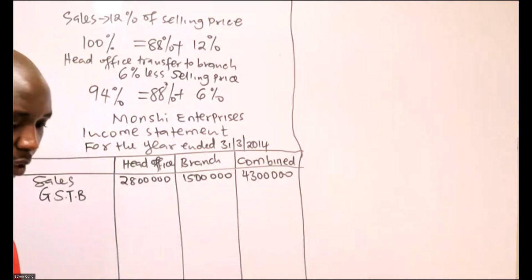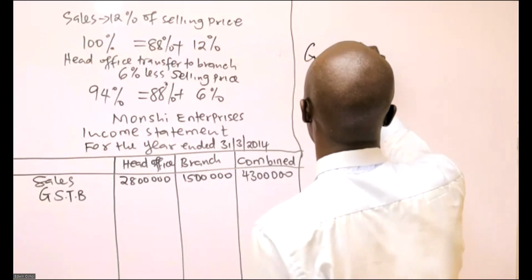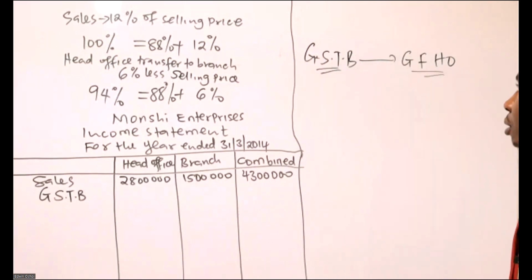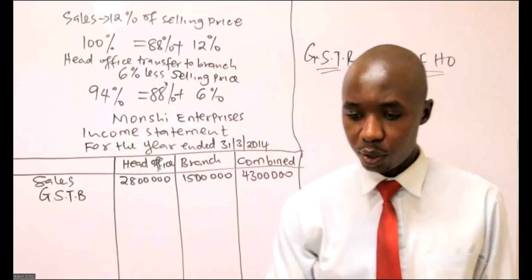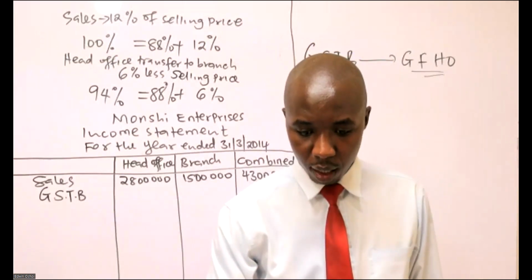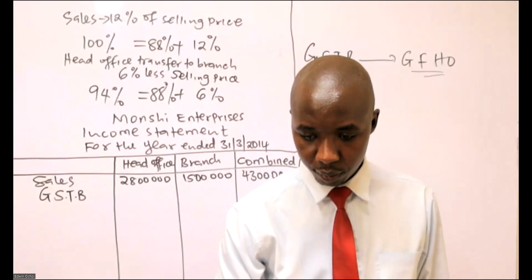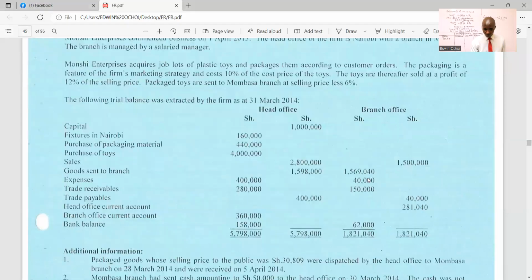The goods which were sent to the branch and the goods from Edovis are supposed to be the same, that is, they are supposed to be equal. So if you take your question, are they equal? This is what I'm trying to talk about.